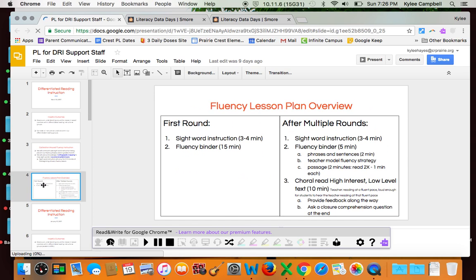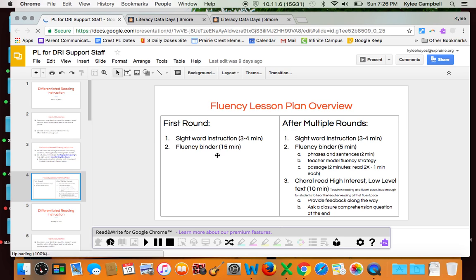For those of you teaching a fluency group for this upcoming round, or in rounds to come, you'll notice a slight modification from past practices. Before, if you had taught fluency, we had the sight word instruction embedded in, and then the majority of the time was spent on the fluency binder. About 15 minutes were spent on the phrases, the sentences, and then the passage, repeating that passage and thinking through that repeated reading.